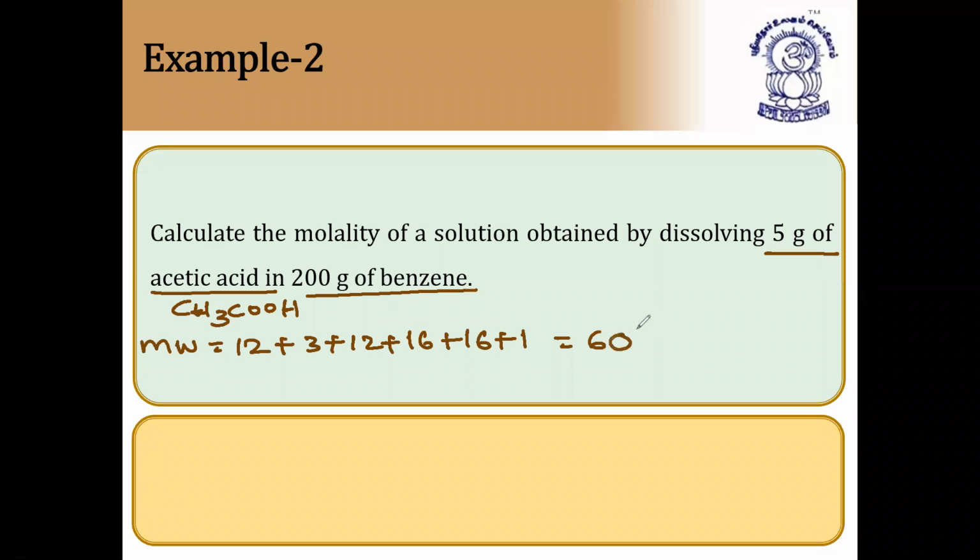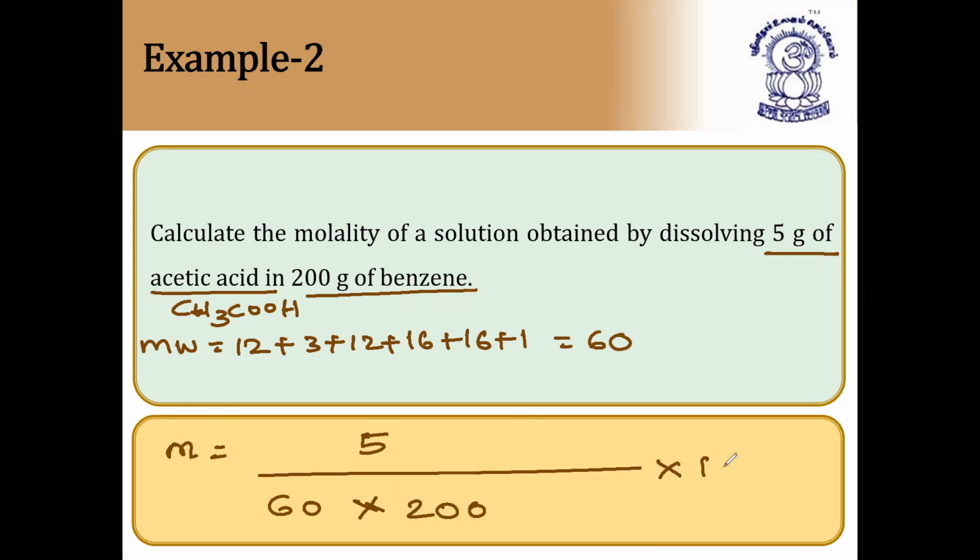Simple. So molality, small m, is equal to number of moles of solute, that is weight of solute, 5 grams, because they have given mass of solute is 5 grams, by molecular weight of solute 60, into 200, and here on the top into 1000. So if you solve this, you'll get the answer.